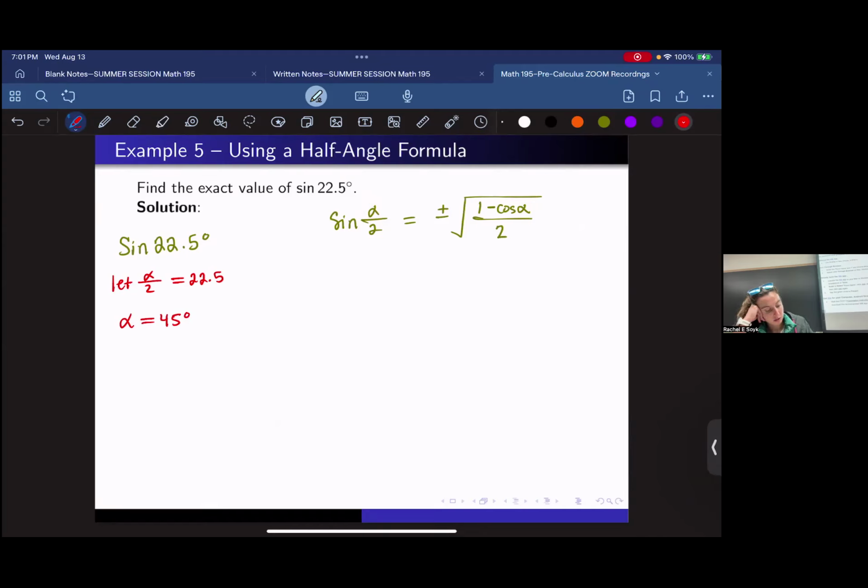And so another thing to keep in mind, 22.5, this puts us into our quadrant 1, which means everything positive. So we're good. So we are looking at the positive square root compared to our sine alpha over 2. And then we want to figure out cosine of alpha, so cosine of 45. Cosine of 45 is just square root of 2 over 2, based off of our table.